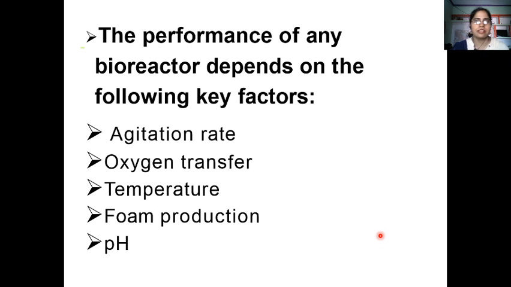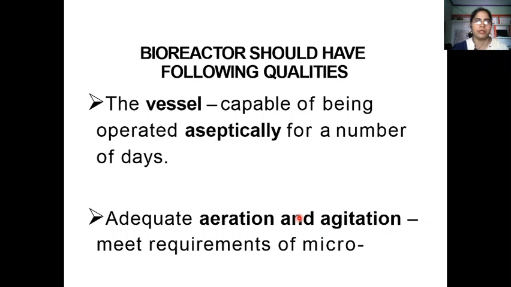So next, what is required in the bioreactor? Agitation is required, oxygen transfer is required. I have already told you, once you transfer the oxygen, agitation is required. Clear? For mixing the oxygen, temperature controller, foam controller, foam production, pH. All these factors are affecting the production of the substrate in the industry. So that's why we are maintaining these parameters in the bioreactor.